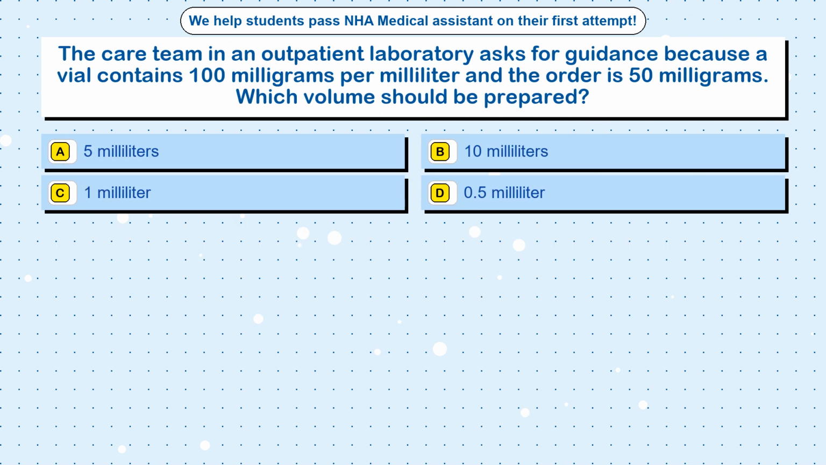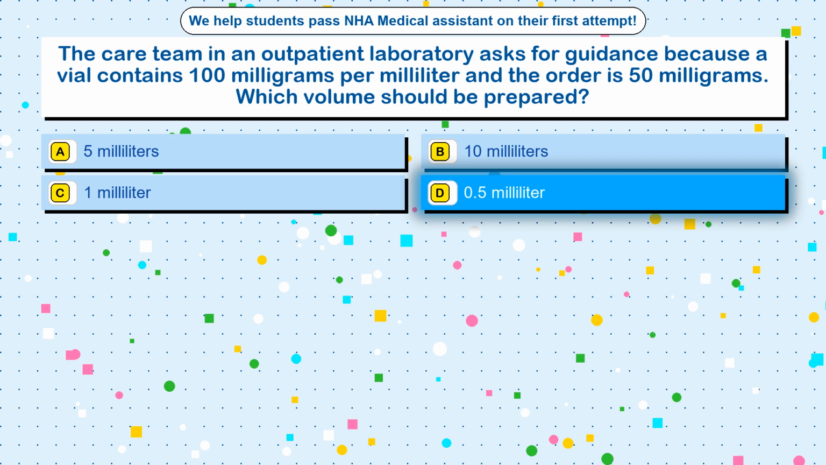Question 35. The care team in an outpatient laboratory asks for guidance because a vial contains 100 mg per milliliter and the order is 50 mg. Which volume should be prepared? Option A, 5 milliliters. Option B, 10 milliliters. Option C, 1 milliliter. Option D, 0.5 milliliter. The correct answer is option D, 0.5 milliliter.